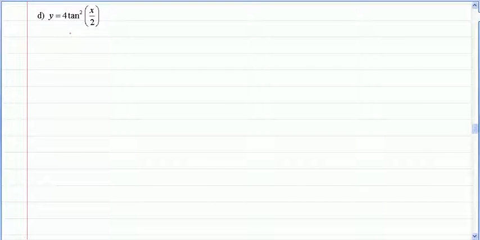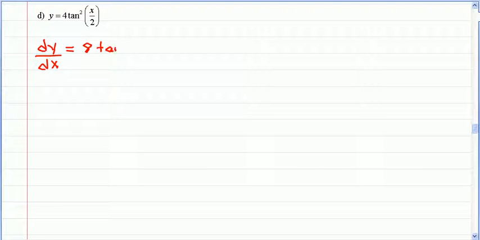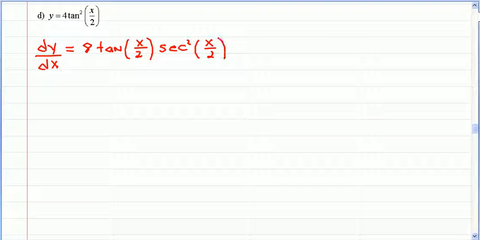For part D, y equals 4 times tangent squared of x over 2, so dy dx is equal to 4 times tangent squared of x over 2. To start with this derivative, I start with the power of 2, so that I have 8 times tangent of x over 2, and then I take the derivative of the function tangent, and the derivative of tangent is secant squared. So it's secant squared, still of the angle x over 2, but now I have to take the derivative of the angle, and the derivative of x over 2 is just 1/2.